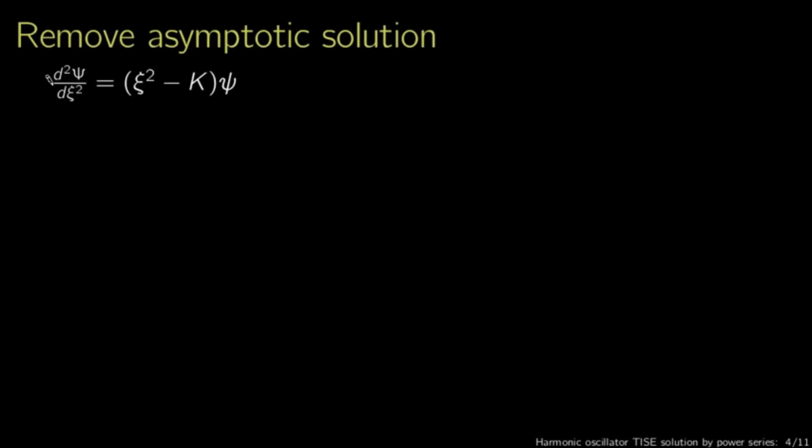Going back to our exact differential equation, once again, this should be a capital psi. We want to remove that dependence. And we can do that by writing psi, now a function of xi, as equal to some other function of xi multiplied by e to the minus xi squared over 2. If we substitute this in, hopefully we will be able to derive a new differential equation for our new function h that no longer has this asymptotic behavior, essentially factoring it out.